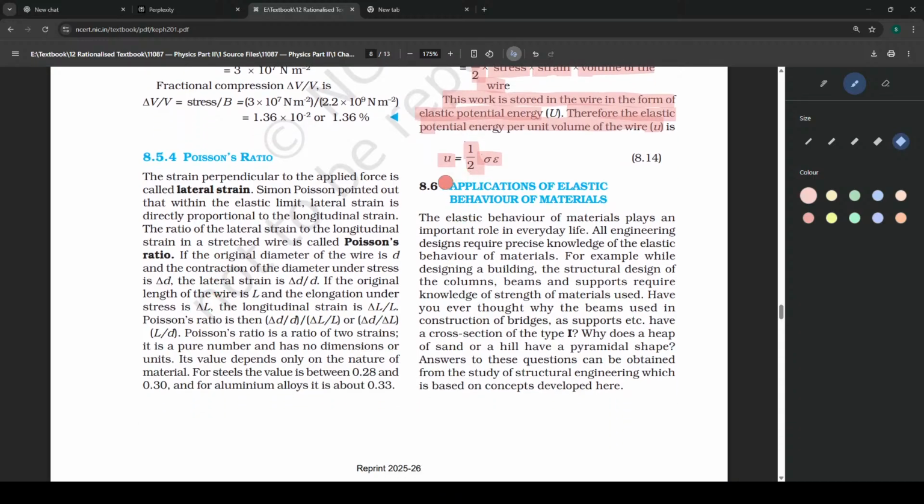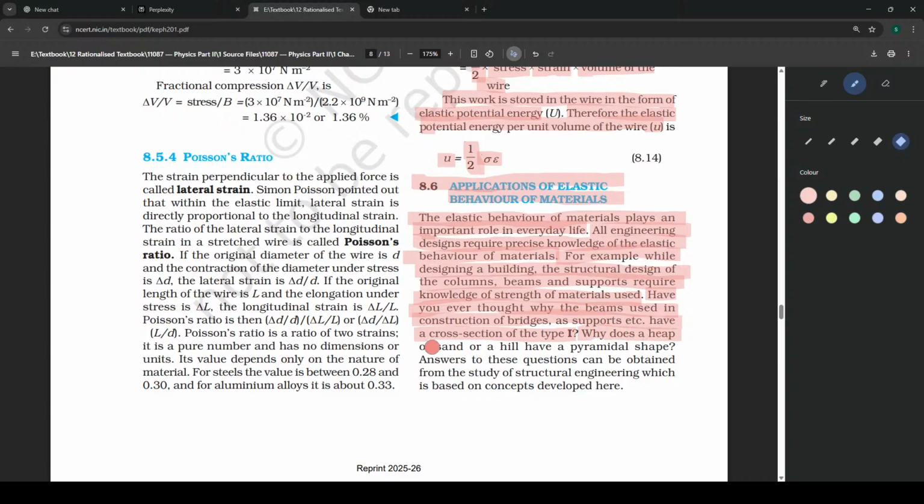Now let's go to the last topic, that is 8.6, applications of elastic behavior of materials. The elastic behavior of materials plays an important role in everyday life. All engineering designs require precise knowledge of the elastic behavior of materials. For example, while designing a building, the structural design of the columns, beams, and supports requires knowledge of the strength of materials used. Have you ever thought why the beams used in construction, bridges, as supports, etc., have a cross section of the type I?